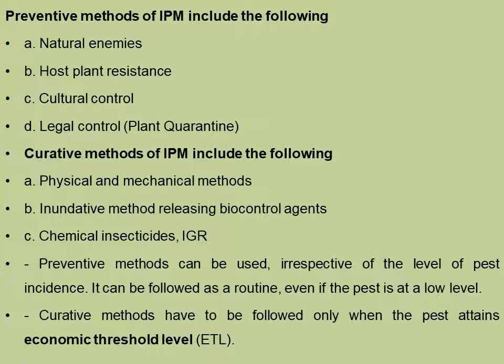Using the cultural practices, that is, we use the crop rotation, we use the trap crops, and we use the thinning and pruning of the trees, so that we take all the precautions related to the cultural control practices and initially prevent the crop from the attack of insects, which then would attain a pest status. And of course, the legal control, that means the plant quarantine measures should be taken well in advance. So all these methods are preventive methods.